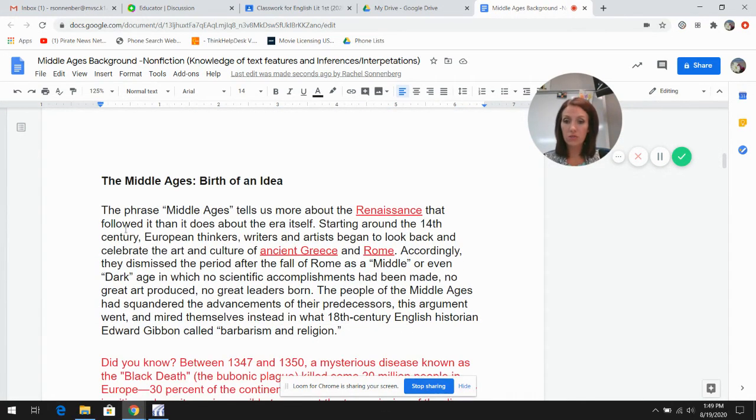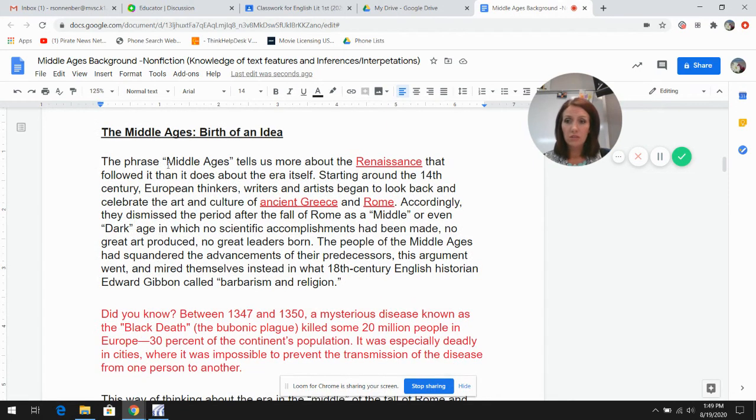So again, in case you did not remember, I am going to underline because it's important to draw your attention to those. And I'm going to highlight something that I think is significant. It says, in the Middle Ages, the phrase "the Middle Ages" tells us more about the Renaissance that followed than it does the era itself.